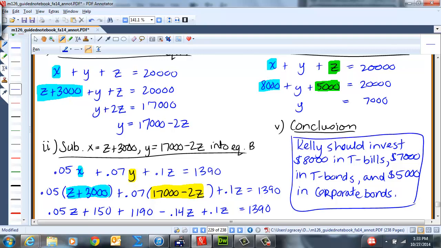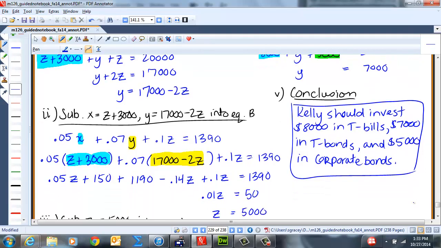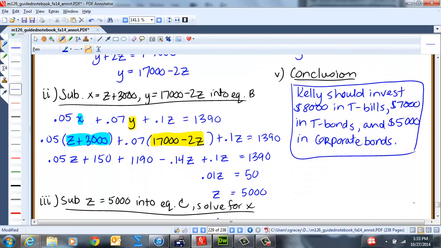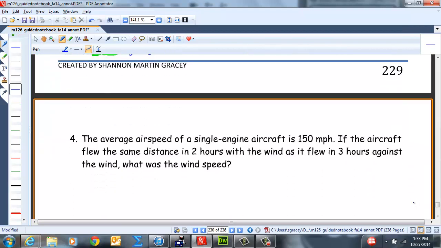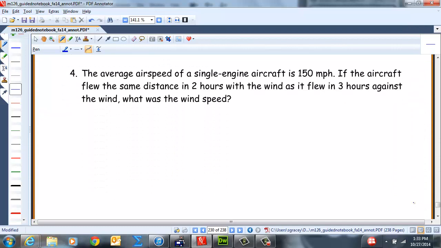Okay, moving right along. So next we have a motion problem. So let's see what we have going on. The average airspeed of a single-engine aircraft is 150 miles per hour. If the aircraft flew the same distance in 2 hours with the wind, so it has a tailwind, as it flew in 3 hours against the wind, what was the wind speed?